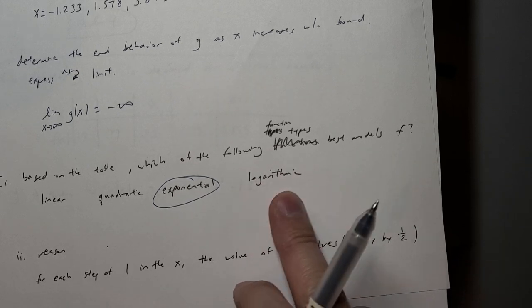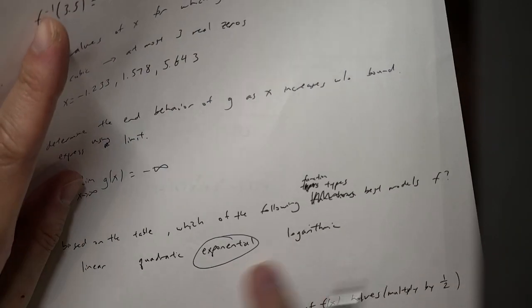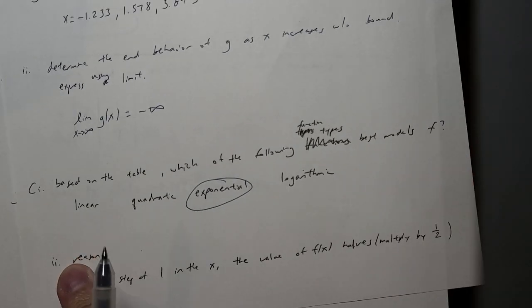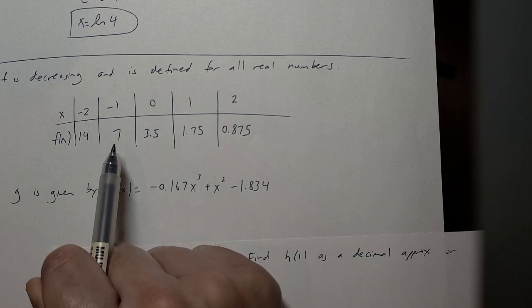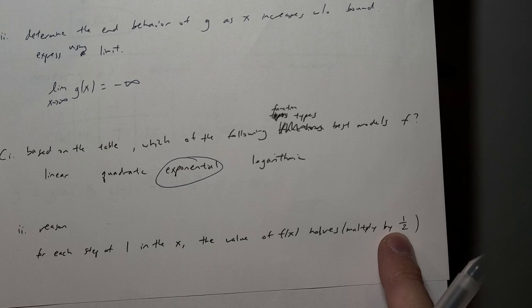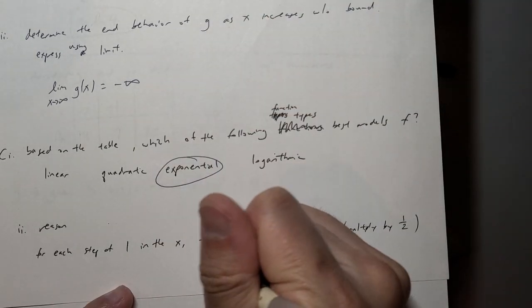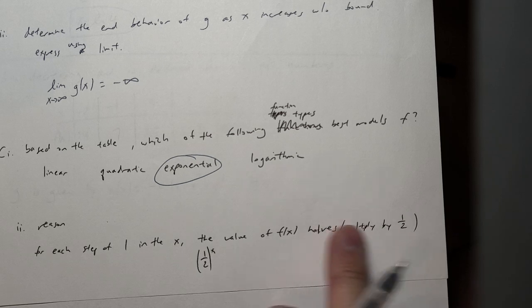I mean, you could probably model it, but it's much more difficult. And usually for AP exams, the best answer is exponential. And then in part 2, you have to give your reason. And as I just said, for each step of 1 in the x, we are multiplying the y by half. This multiplied by half is key. This is half to some power. You can write half to the x, something like that. Or maybe don't write that. This should be good enough as well.